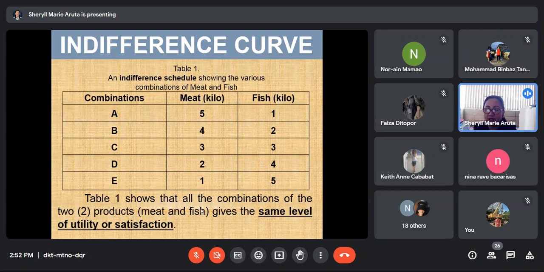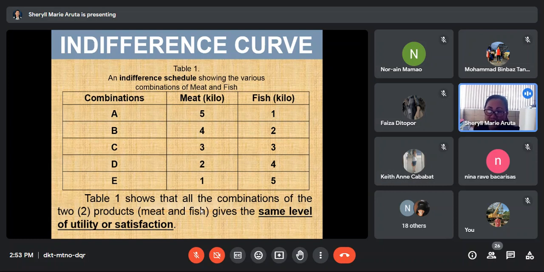So kung maingon kag combination A, 5 meat, 1 fish, parehas na siya og satisfaction na imuhang ma-experience kung pilion nimo sa letter D, 2 kilos of meat and 4 kilos of fish. Okay? So the bottom line here is your preference. Asa man sa lima ang imong gusto? So if you love to eat meat, you surely choose A and B, kung ganahan kag meat over fish. Kung gusto kag equally distributed imuhang preference, pwede ka mo pili ni C.